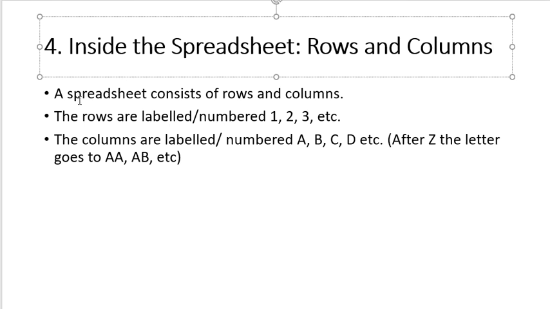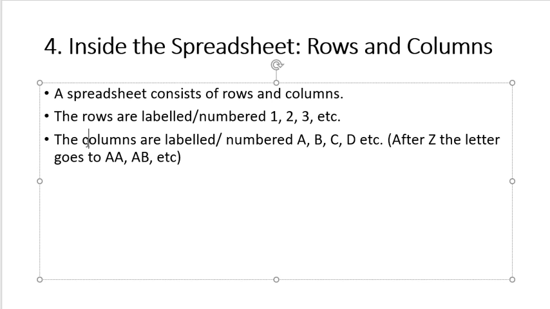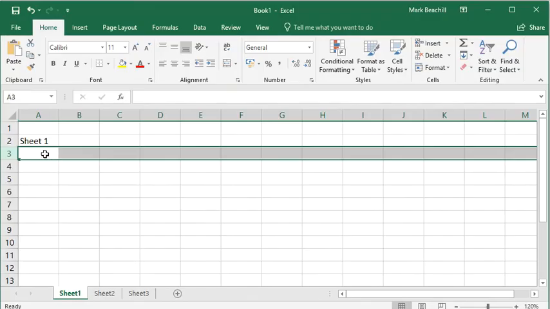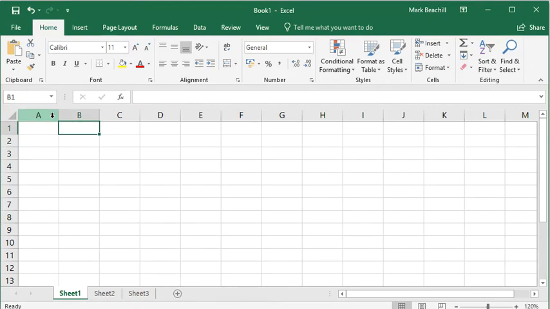When you have something which is in a row and a column, that's called a cell. A cell is the name given to the square, the intersection of column and row. So this is B3. Let's find B3 in our spreadsheet. So we've got A, B, C, and 1, B2, B3. So this is B3. You can see there, it also gives the name box for that cell, B3. And inside this cell, we can store things. We can store bits of data.